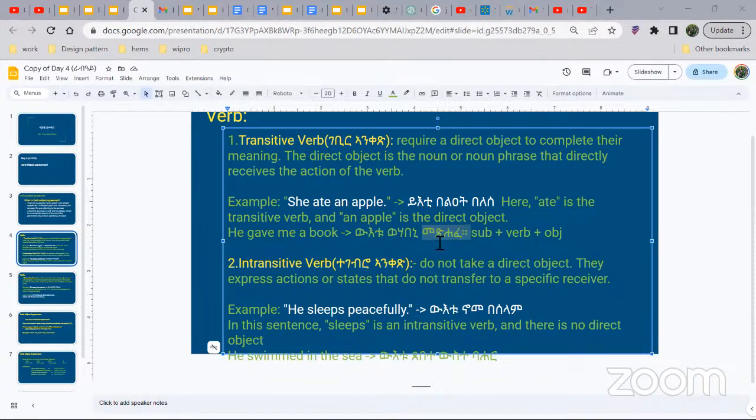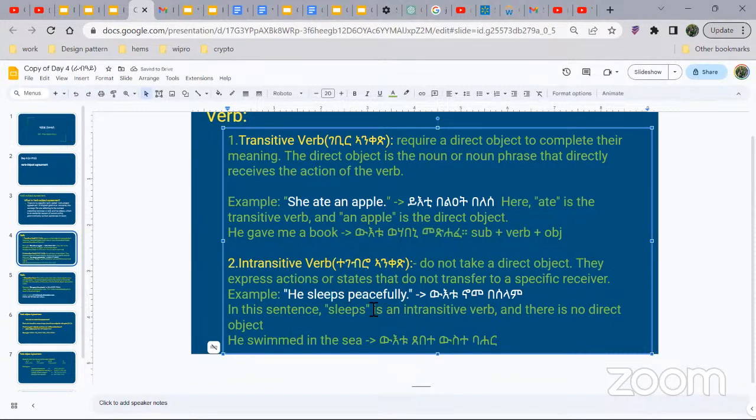Okay, this is an intransitive verb. It doesn't require an object, it only requires a subject. It doesn't take a direct object, it only requires a subject. Is it a transitive verb or intransitive verb? Intransitive, because there is no object here. He sleeps peacefully.